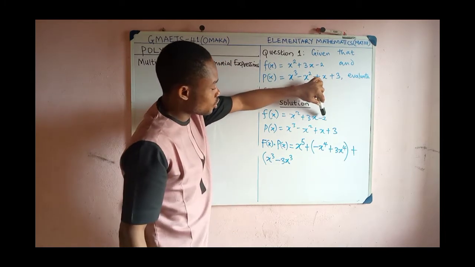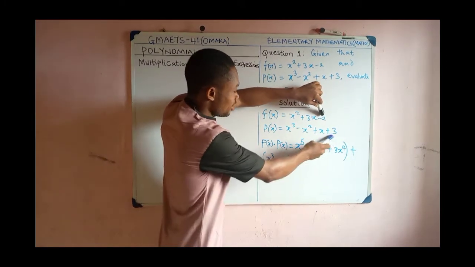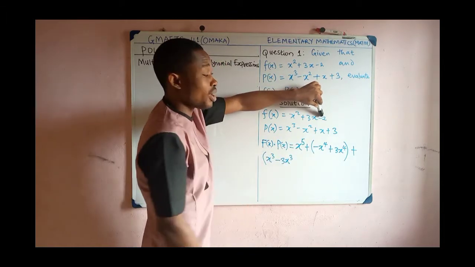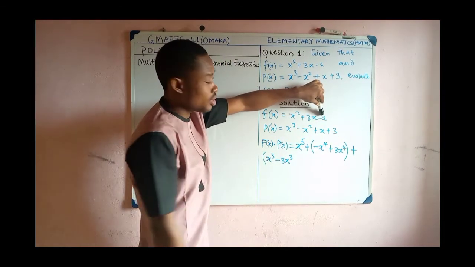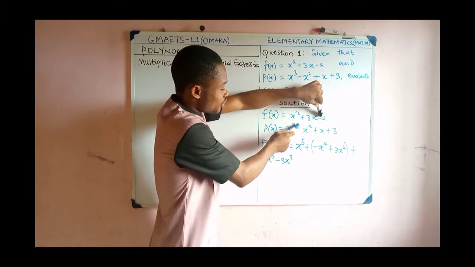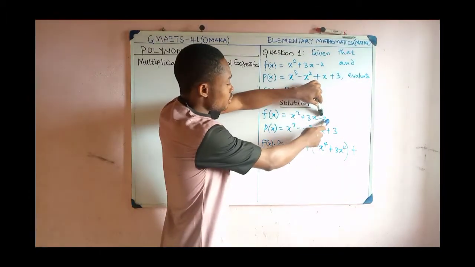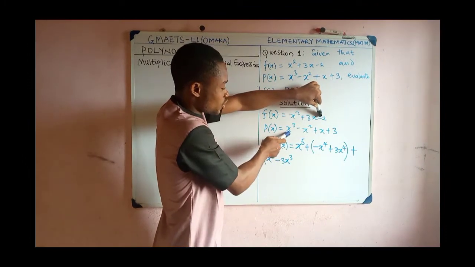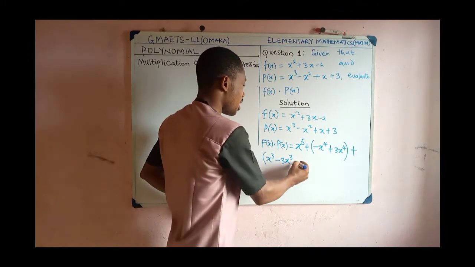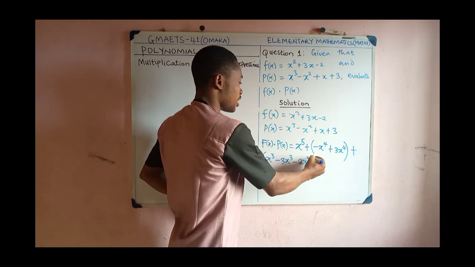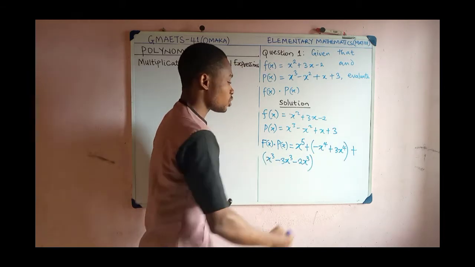Then we'll pick this minus 2 and ask ourselves, can it multiply any term here to give us x raised to the power 3? And the answer to that is yes. If it multiplies this x raised to the power 3, it's going to produce x raised to the power 3 term. So let's do that. Minus 2 times plus x raised to the power 3 would give us minus 2x raised to the power 3. And so we are done with x raised to the power 3 terms.